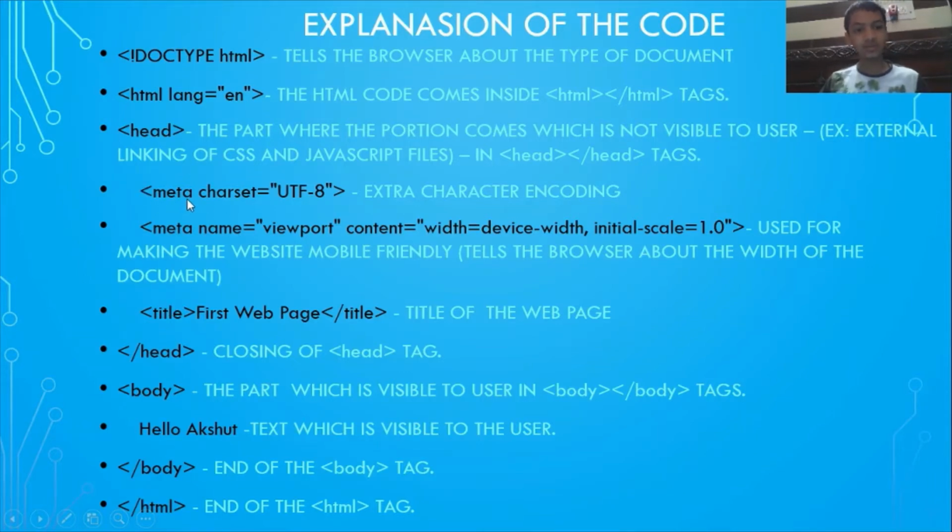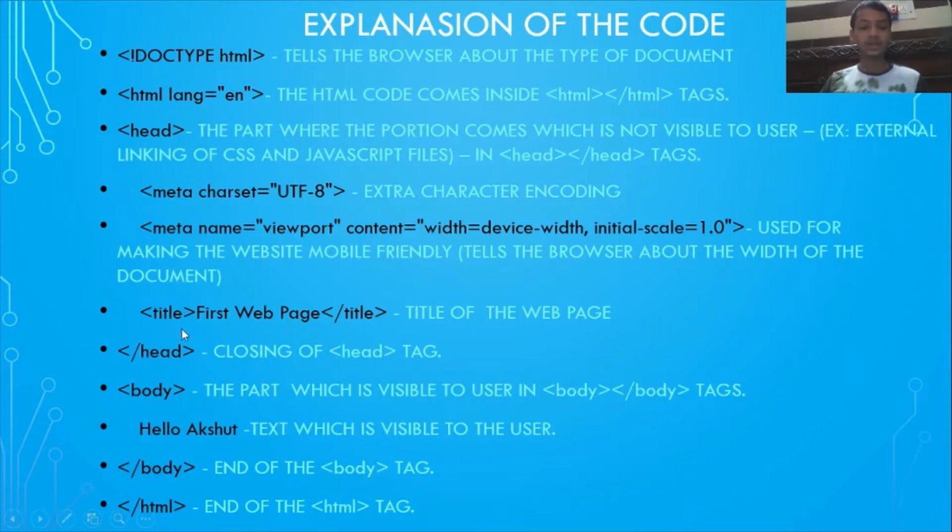So this line comes: meta charset equal to UTF-8. This line is for character encoding. This line, meta name equal to viewport, content equal to width equal to device-width, initial-scale equal to 1.0, is used for making the website mobile friendly, and this line tells the browser about the width of the HTML document.